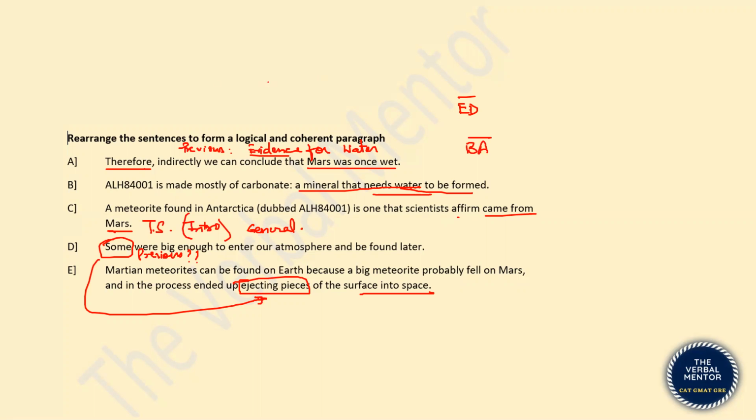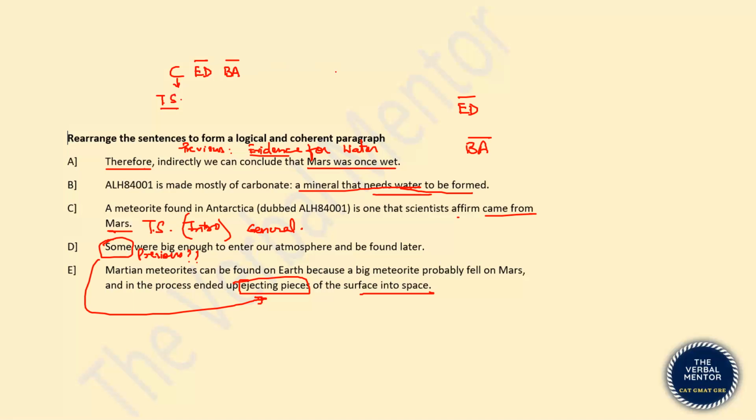Now, for a topic sentence, one option is C. And if C is placed in the beginning as the topic sentence, as the opening sentence, it must be followed by ED and then BA.